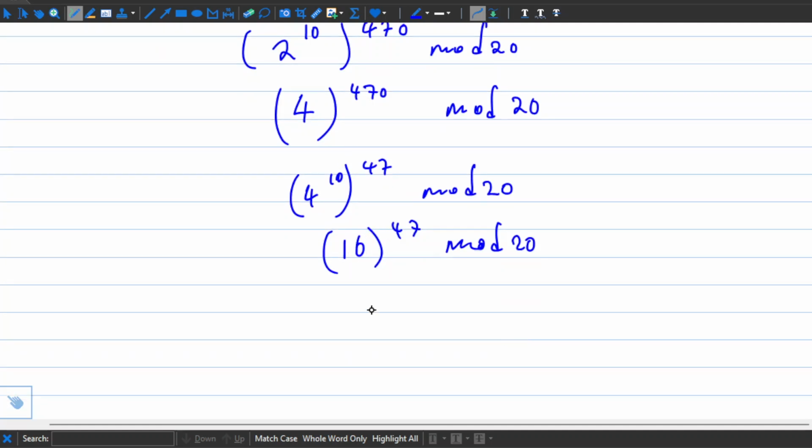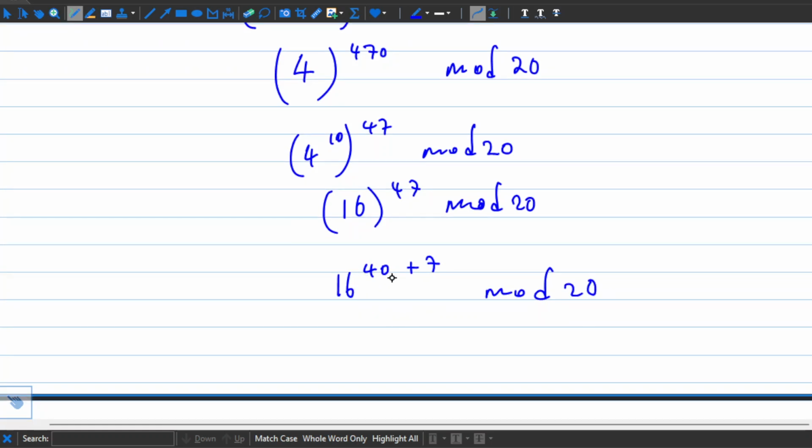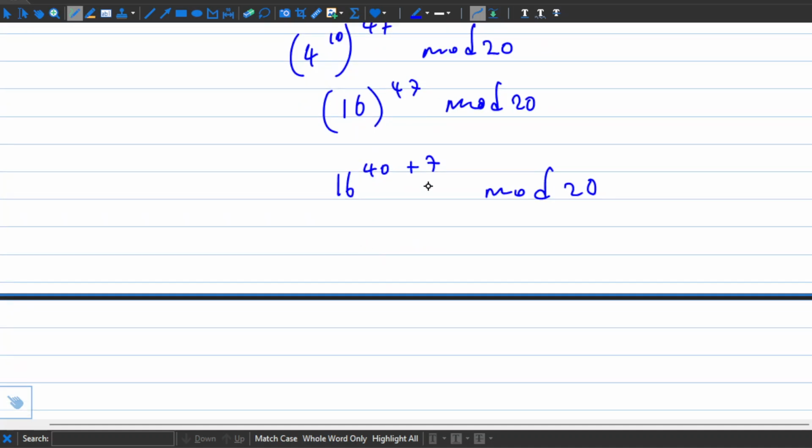Okay, I could even do something like this. Well, I know that this can be written as 16 to the power maybe 40 plus 7 mod 20. Okay, write that. Then I know that when I have powers that are summing, I have a base that is summing the powers. This can be written as 16 to the 40 times 16 to the 7.